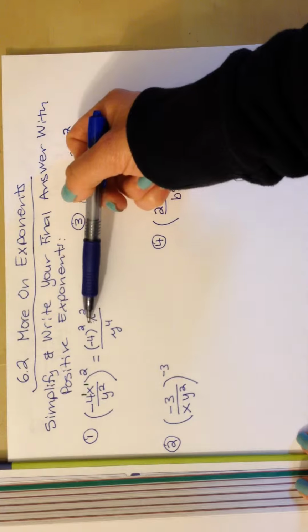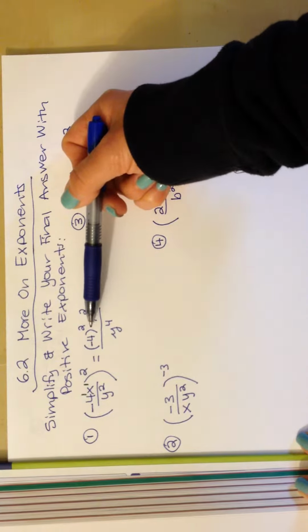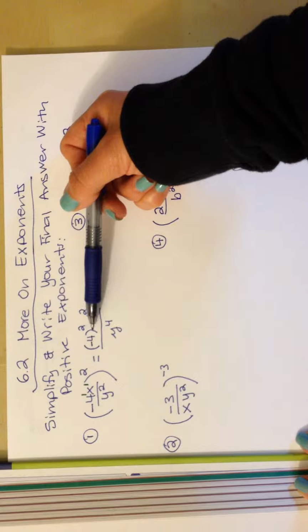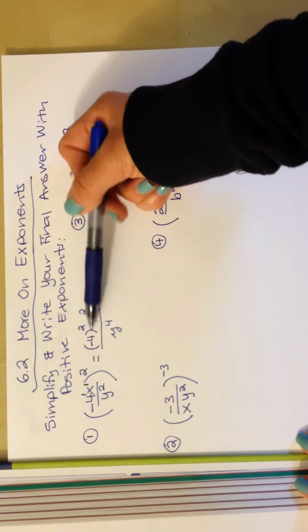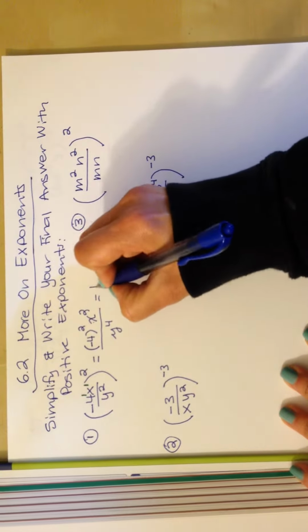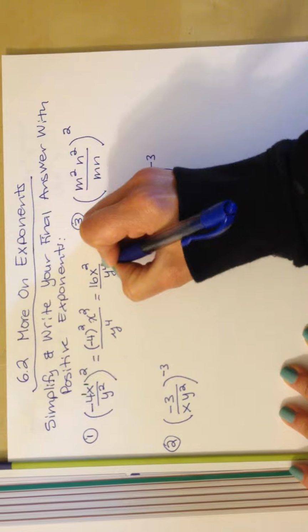The parentheses around negative 4 are really important because if you forget the parentheses and we just write negative 4 squared, it would be different from writing the parentheses here. So your answer should be a positive 16x squared over y to the 4th.